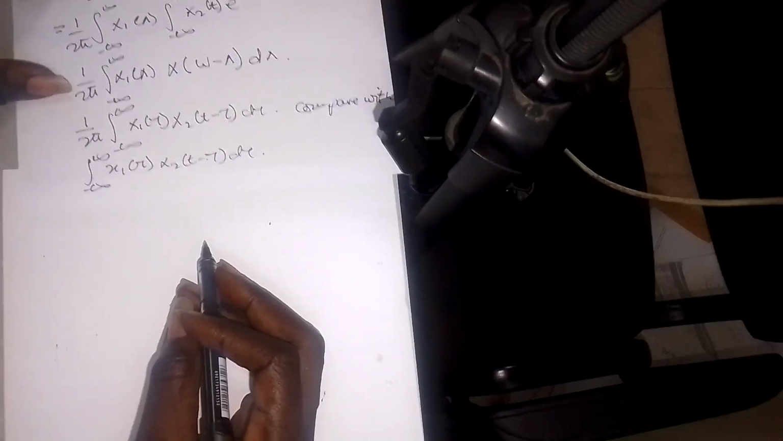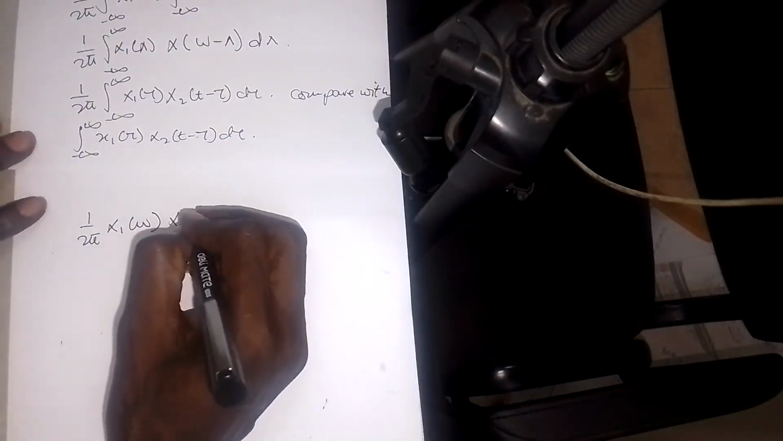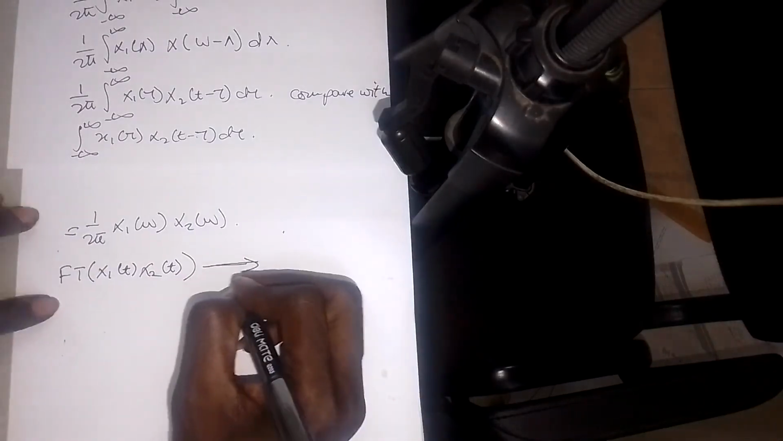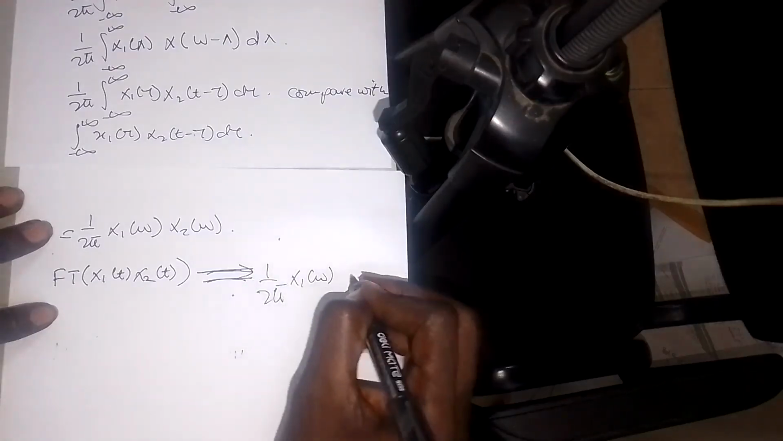If I bring my 1 over 2 pi, then I'm going to have here X1 of omega, and this place becomes X2 of omega. So then I'll be able to say that the Fourier transform of x1 of t into x2 of t, because I brought the Fourier transform here, I must make it equal to 1 over 2 pi X1 of omega into X2 of omega.